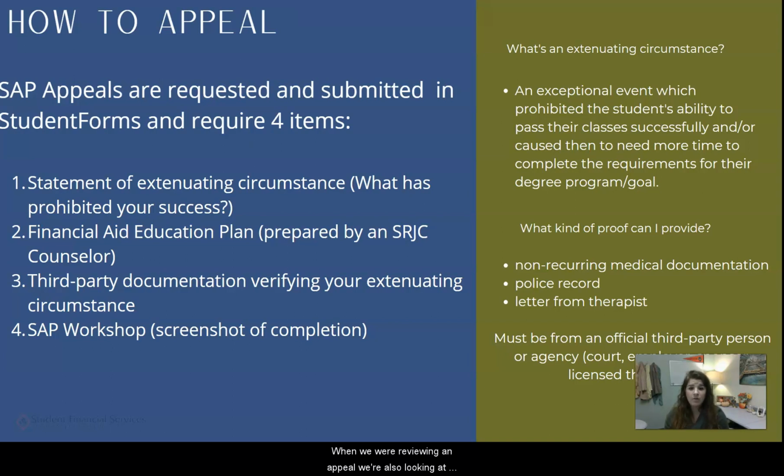When we're reviewing an appeal, we're also looking at your transcript, and often if we see a semester where there are multiple withdrawals or failed courses, we can identify that period of time. And so what we would guess is that's likely the time when the student was experiencing their extenuating circumstance. So when you're demonstrating in your statement about your extenuating circumstance, it's helpful if you're able to align it to that period of time that's listed on your transcript where you were likely to have been challenged.